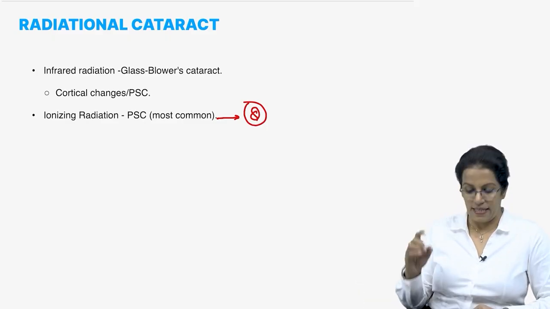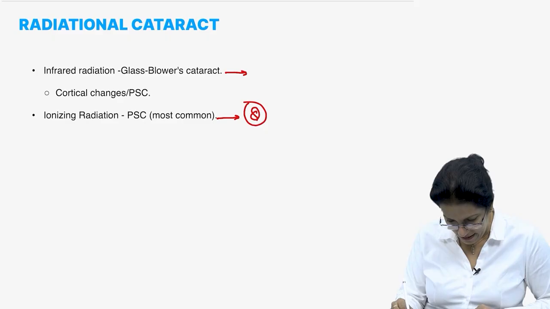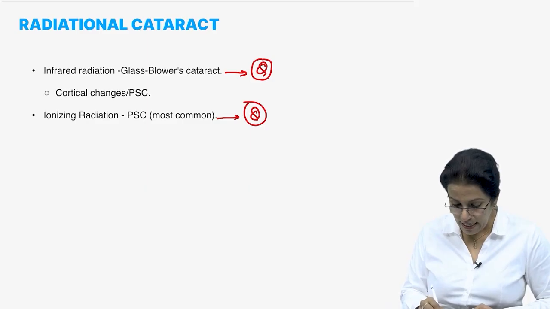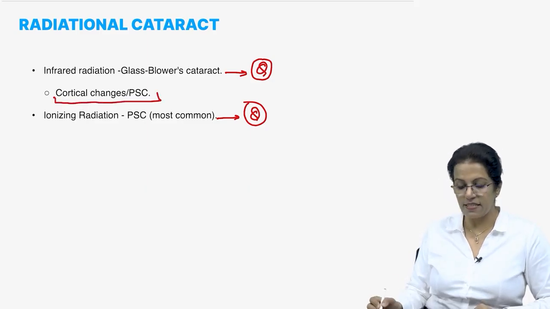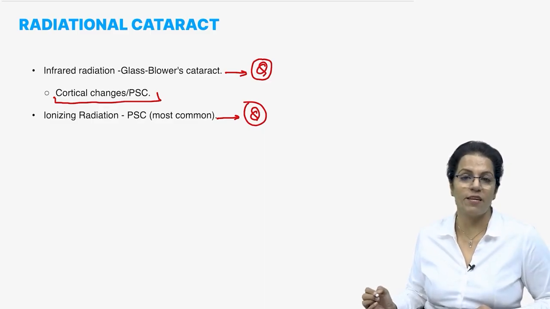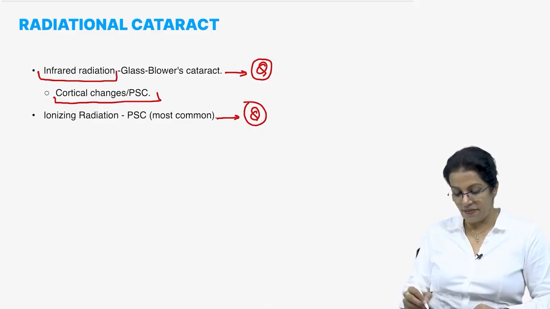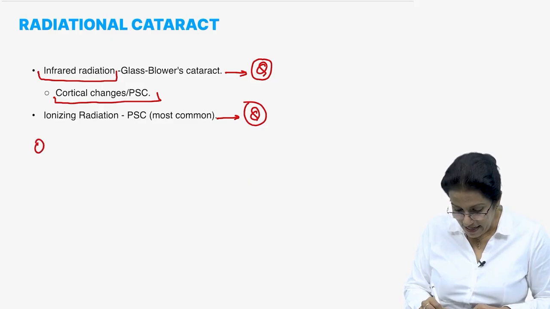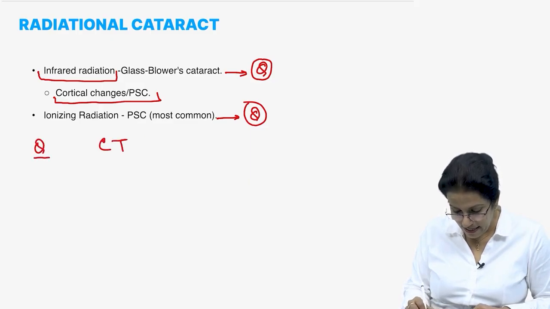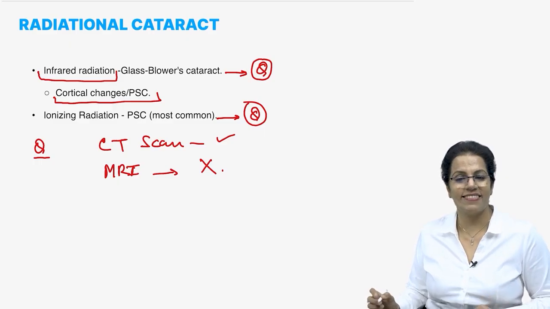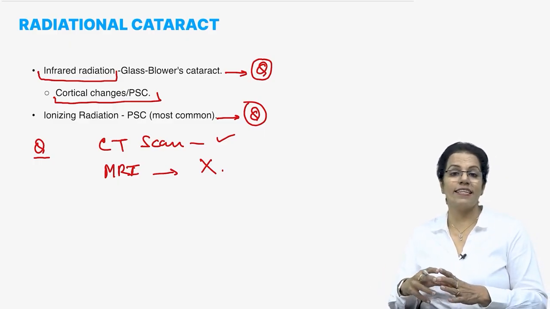Apart from this, they have asked you about glass blowers cataract. People working in the glass factory are exposed to infrared radiations, and they can get either cortical changes or PSC. This is glass blowers cataract. We will keep this in mind. It is due to infrared radiation. Another thing is, they have asked you, will you get a radiational cataract after CT scan? Yes, I can. It's an electromagnetic radiation. What about after MRI? No, MRI is not electromagnetic. We don't get any radiational cataract after MRI. So these are some questions around radiational cataract.